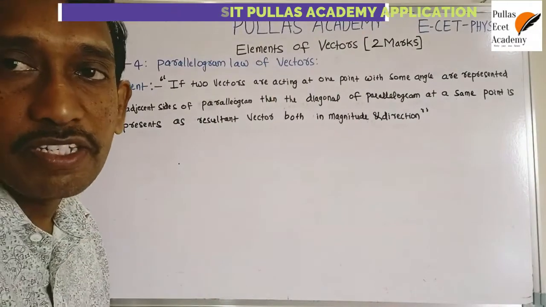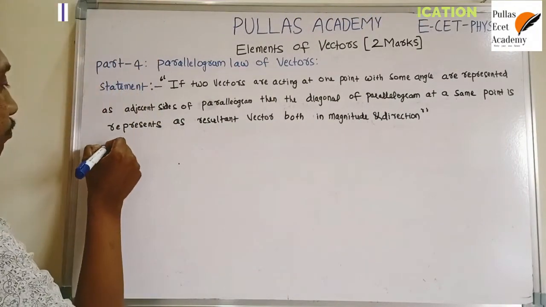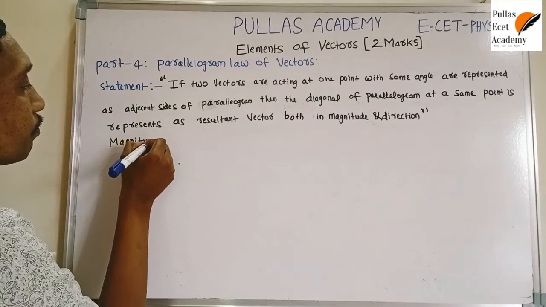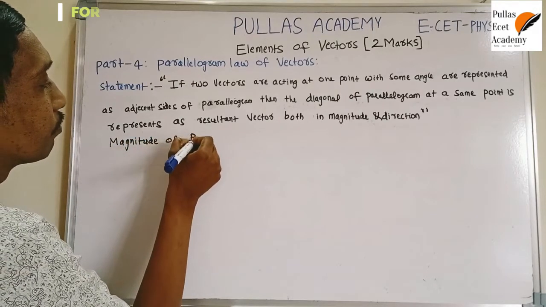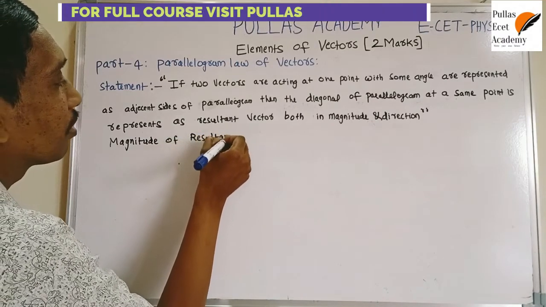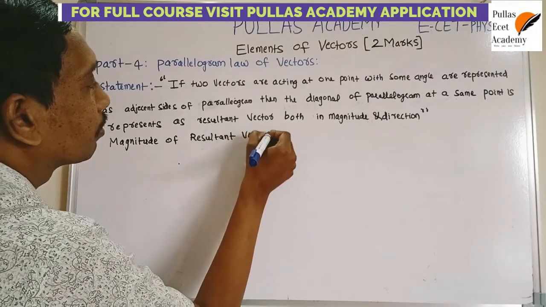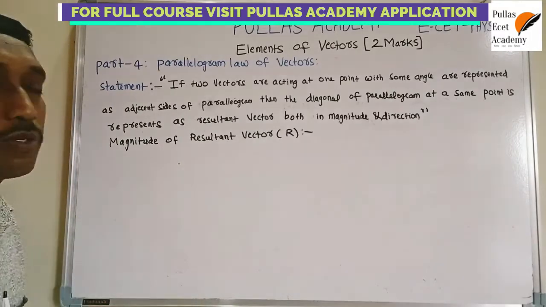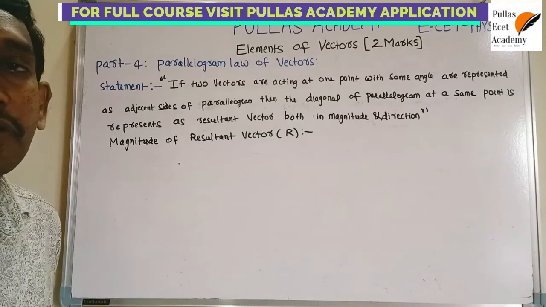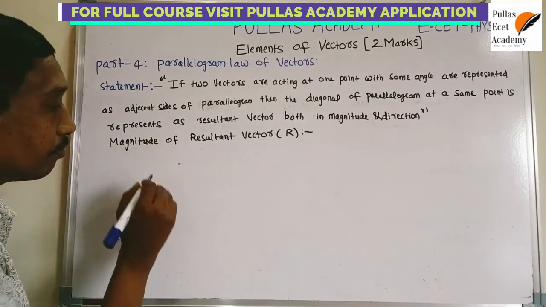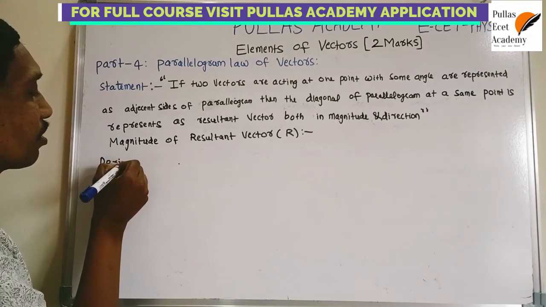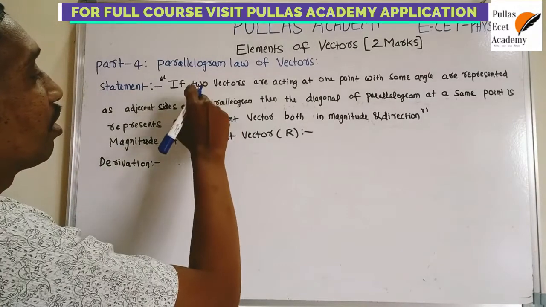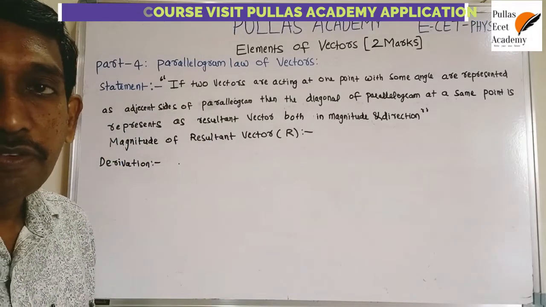First I want to explain the magnitude of the resultant vector. The magnitude of the resultant vector is denoted by capital R. So how can we derive the expression for the magnitude of the resultant vector? Listen to me. In this derivation, according to the statement, two vectors acting at one point with some angle are represented as adjacent sides of a parallelogram. That's why we have to imagine the parallelogram.